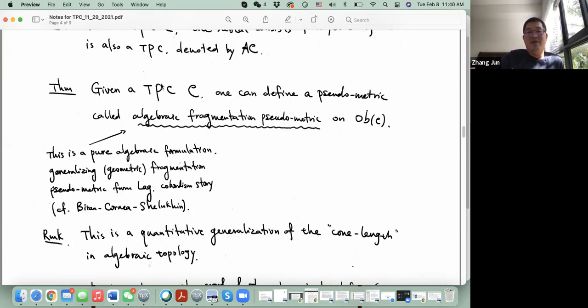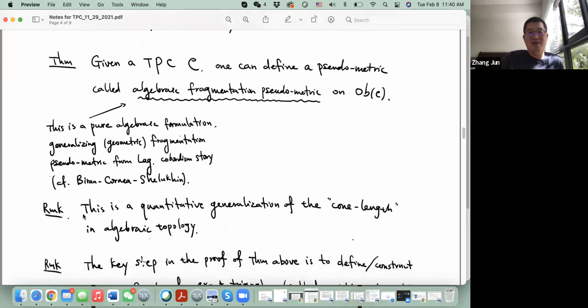The upshot of this TPC and all the story here is that we can define a pseudometric, called the algebraic fragmentation pseudometric, on the object set. So if you give two objects in this TPC, you can talk about the distance between the two objects. And the way to do that is to do some fragmentation. I'm not sure if everyone knows what fragmentation means, so here I put a remark. Fragmentation sometimes means cone length in algebraic topology. If I give you two things, how many cones do you need to decompose one thing into the other thing? Decompose as cones, you have a lot of exact triangles, and here it is the same thing. It's called fragmentation. Break everything into small cones.